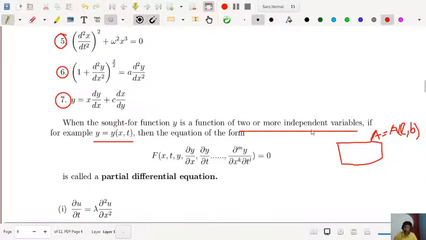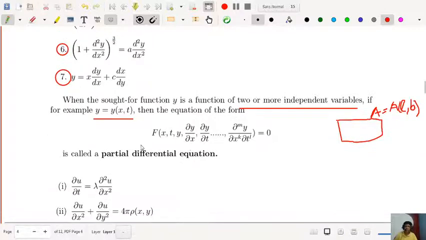So if there is more than one independent variable, in that case you cannot use the total derivative symbol. You have to use the symbol del. This is called the del operator. You have to write del/del x or del/del y. This is the partial differentiation operator. In that case, it is called a partial differential equation.